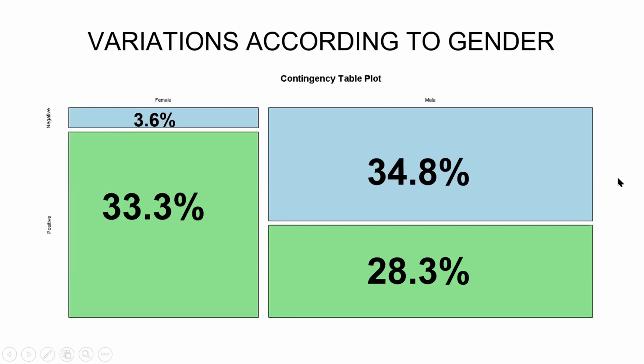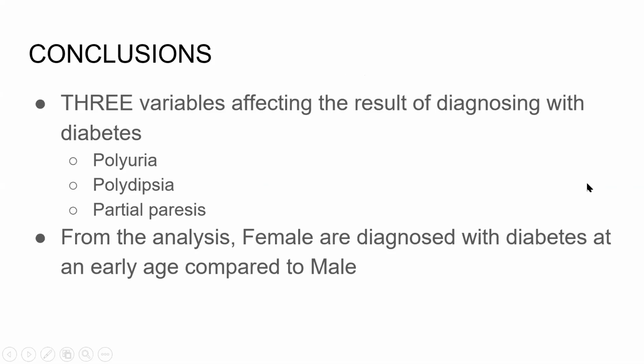Next, from here we can draw conclusions. The 3 variables that are affecting the result of diagnosing diabetes are polyuria, polydipsia and partial paresis. This we drew from the principal component analysis, and it has also been supported by the further analysis that we have done. And from the analysis, females are diagnosed with diabetes at an earlier age compared to males. Thank you, that's it for our presentation. Are there any questions?